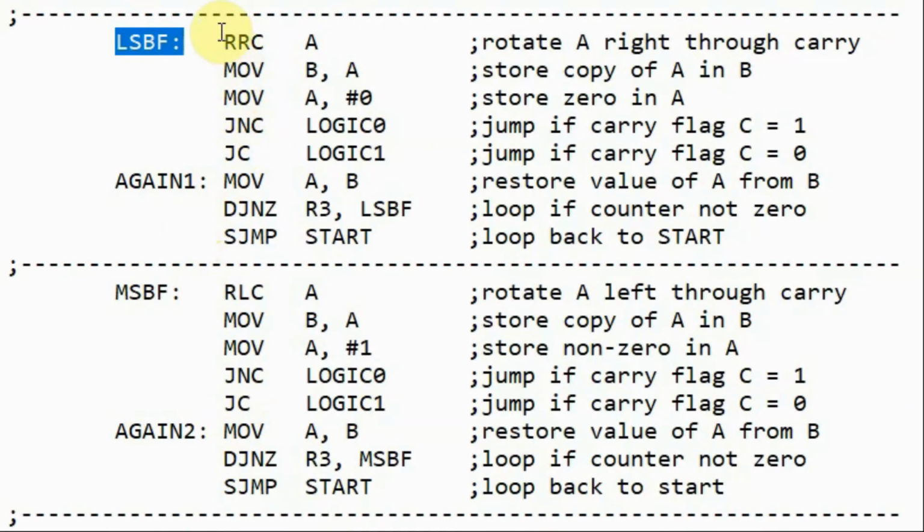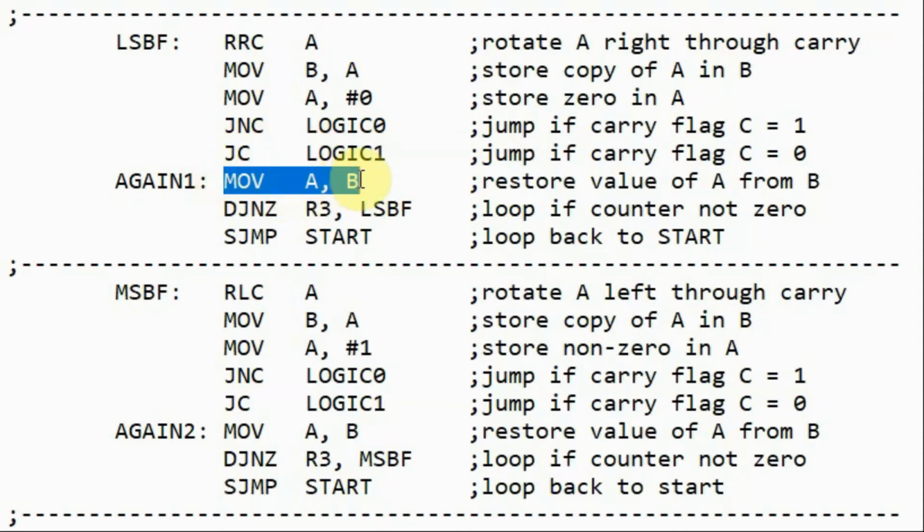At this subroutine, the first thing we do is to rotate the contents of the accumulator right through carry in order to examine the least significant bit of the accumulator. Then we store a copy of the accumulator into register B, and then we put a 0 into A, and then we check the carry flag. If the carry flag is 0, the program will jump to label logic 0. If the carry flag is 1, then the program will jump to label logic 1.